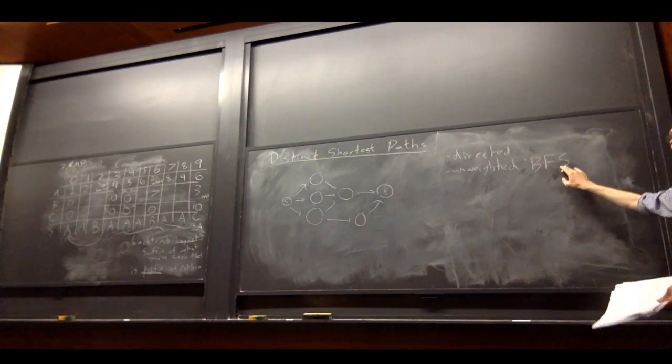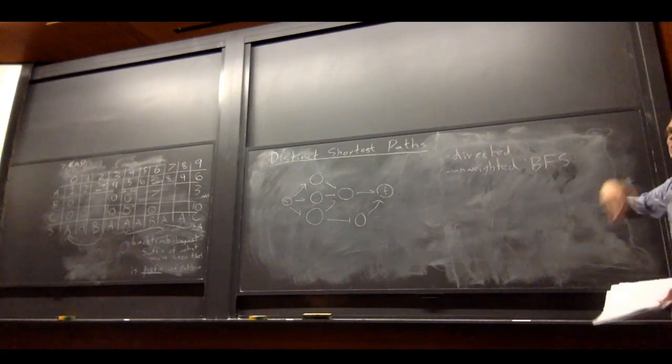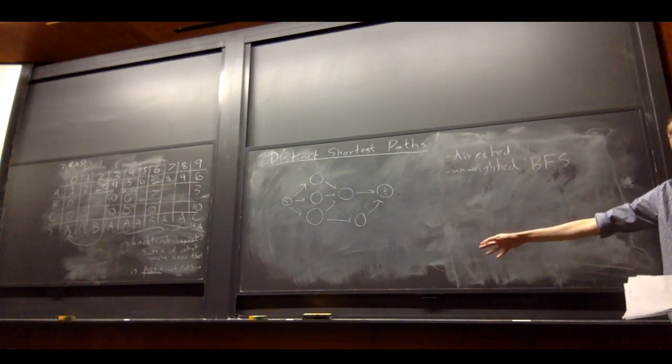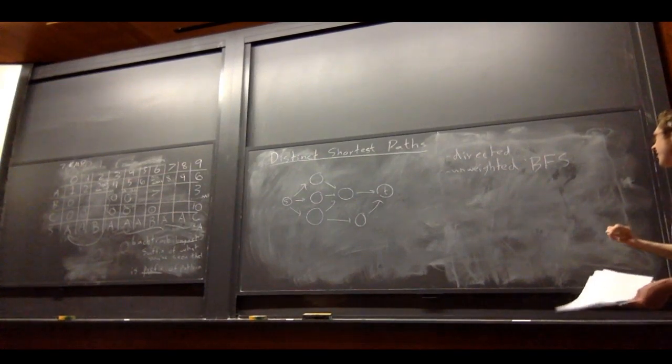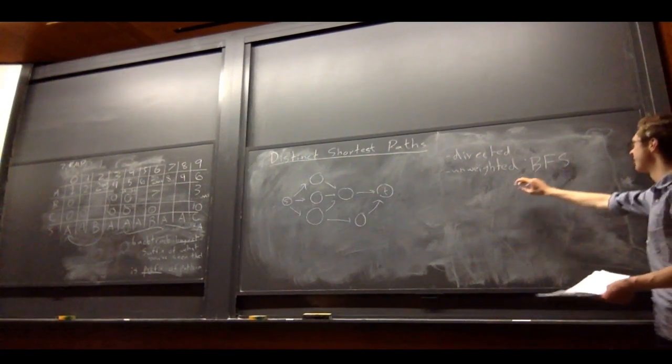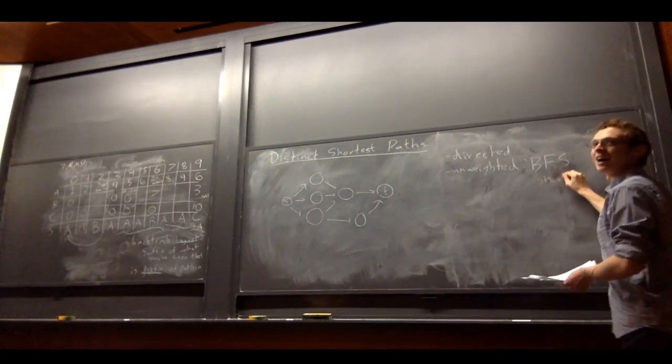If we do have weights, we have to go to Dijkstra's or Bellman-Ford, which are weighted graph algorithms. But BFS is for unweighted shortest paths. You have a question, Kate?